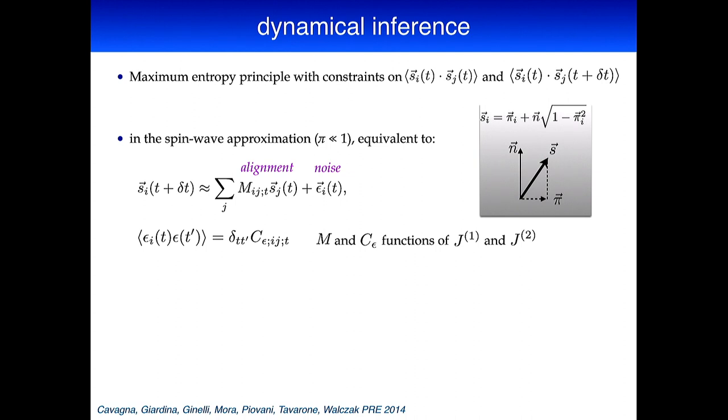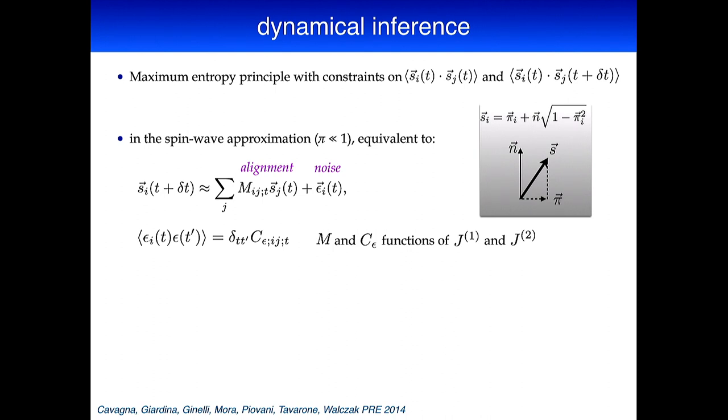This new variable, which is equivalent to s, would just be called pi. It's just a deviation from the main direction. The spin wave approximation just means that these fluctuations are small, which is equivalent to saying that the flock is very polarized, which is indeed the case in the data that we've been analyzing. In this approximation, and this is an approximate equation, you can show that the maximum entropy distribution I was showing before is equivalent to a stochastic differential equation, or stochastic recursion equation, where each bird is taking some sort of weighted average over all the other birds with some weights m_ij given by this matrix, plus some noise. The noise is delta correlated in time, but can have some correlation structure. Both m and c are just transformations of these two matrices, J1 and J2, the Lagrange multipliers enforcing the constraints.